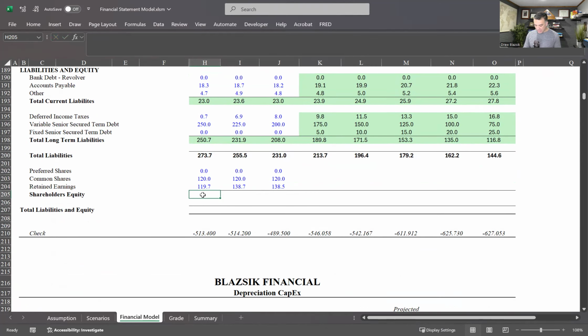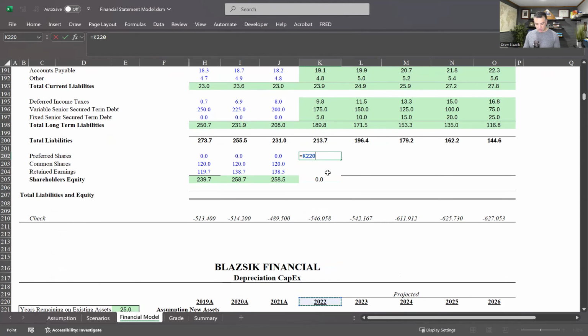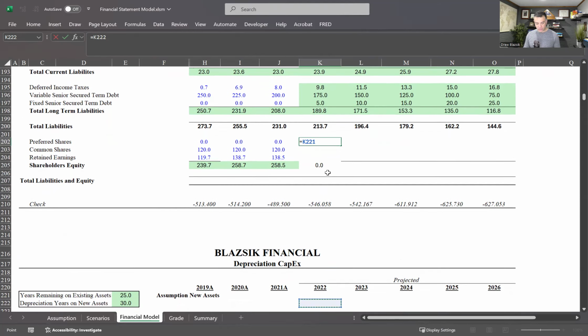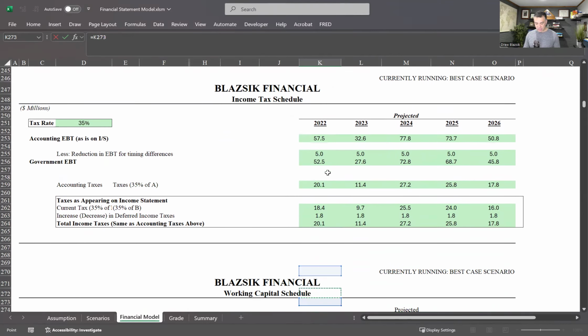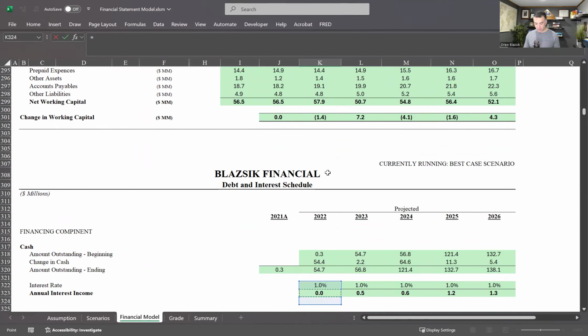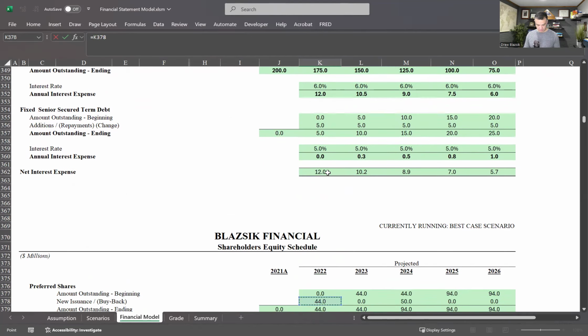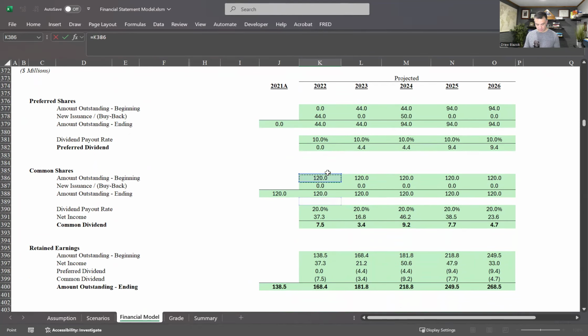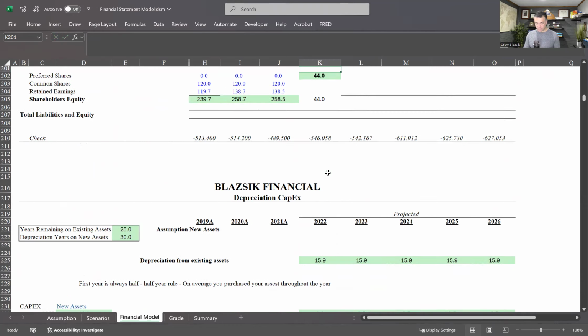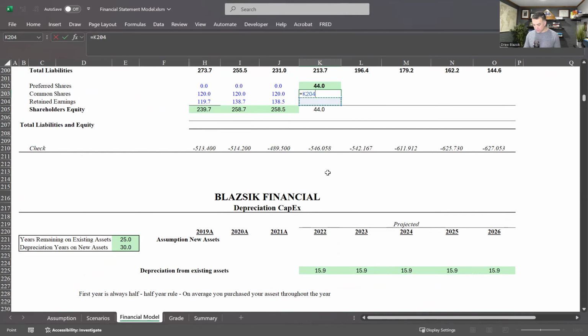All right, now we can add up the total shareholder equity. I'm going to go to the first projected year, sum those up. And what do we have here? I have preferred shares. I want to know my total balance of preferred shares. So I am going to go all the way down to our total balance for preferred. That's in the equity schedule. Next, I want to know the total balance for common.